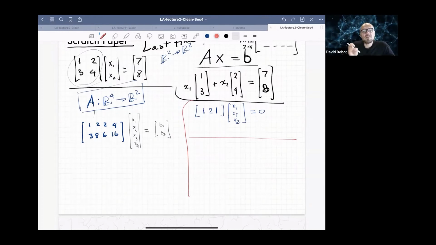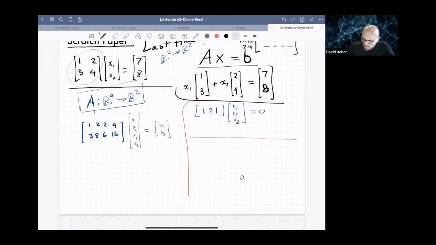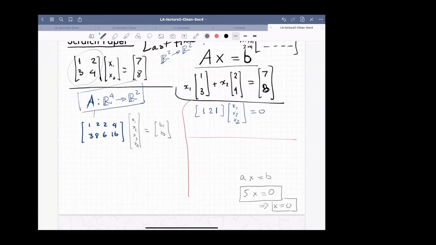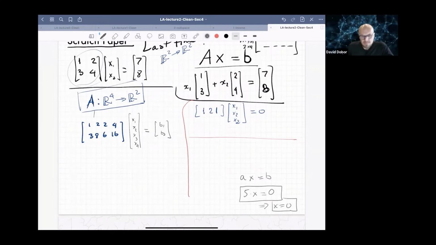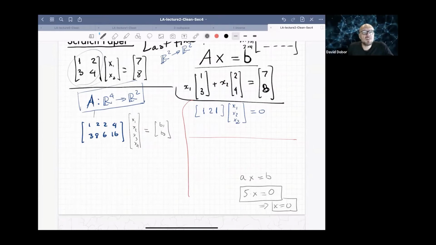But let's draw an analogy with just the real numbers. The first time you saw numbers, when you solved the equation, like in school, ax equals b. So for example, 5 times x equals 0. What's the solution to this? 0. And is this the only solution? Yes, it's the only solution. You cannot multiply 5 by a non-zero number and get a 0, right? So that's the only solution.